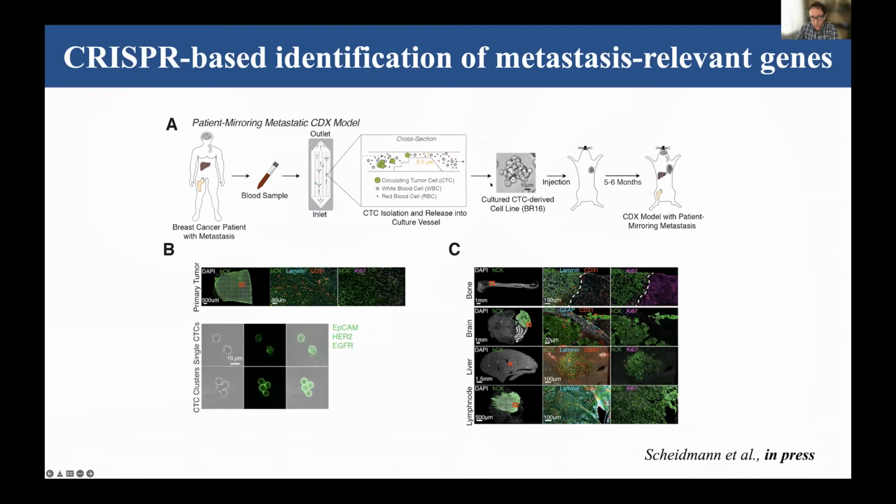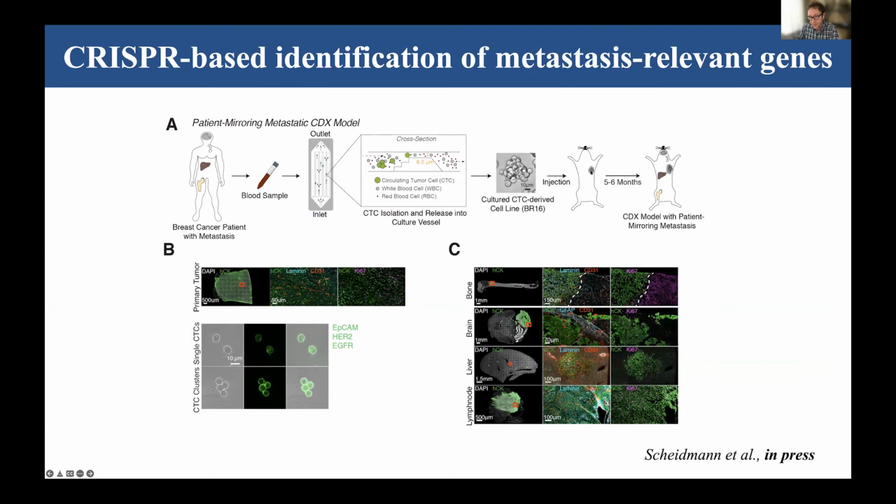What we are also doing now is to leverage our ability to expand circulating tumor cells in cultures. So what we did, this is in press now, is a paper from Manuel Scheidman, also a PhD student in my lab. And what he did is he isolated CTCs from patients, like I showed you before. He expanded them briefly in suspension cultures, so without touching the plastic, but always being in suspension, growing as clusters or as organoids. And then he injected them in mice in the mammary fat bed.